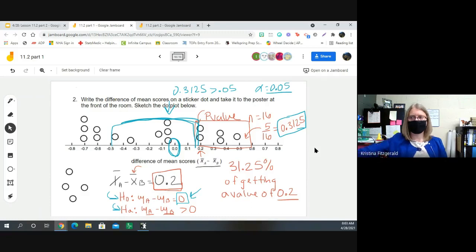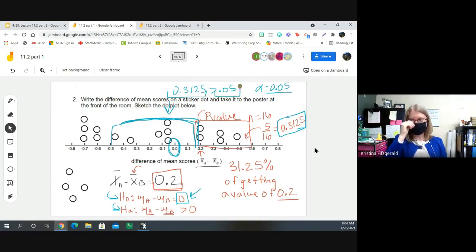Would you fail to reject because it's not equal to 0 or something? No, we just want to compare basically our p-value to our cutoff point.